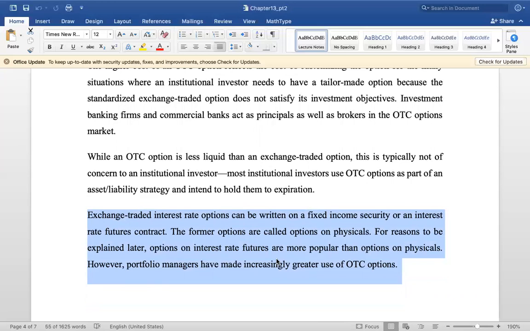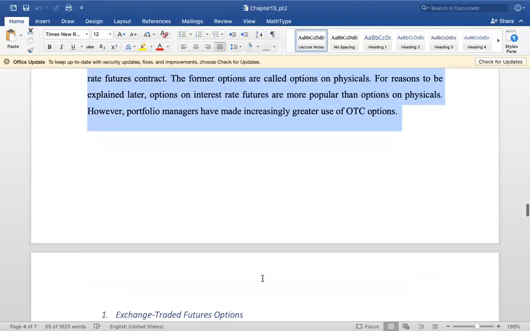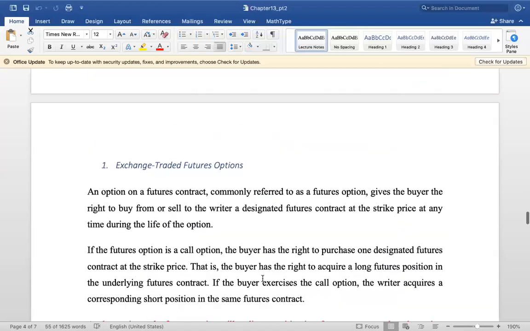Exchange traded interest rate options can be written on a fixed income security or an interest rate futures contract. The former options are called options on physicals. For reasons to be explained later, options on interest rate futures are more popular than options on physicals. I will go into this in detail.